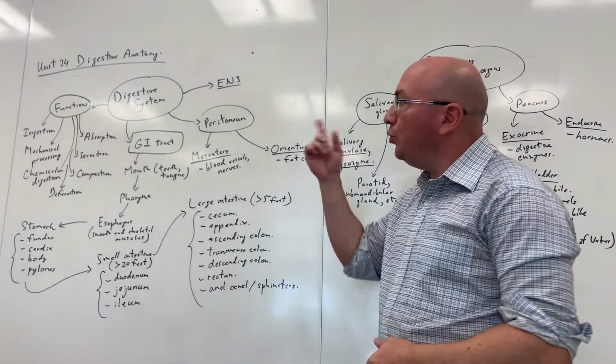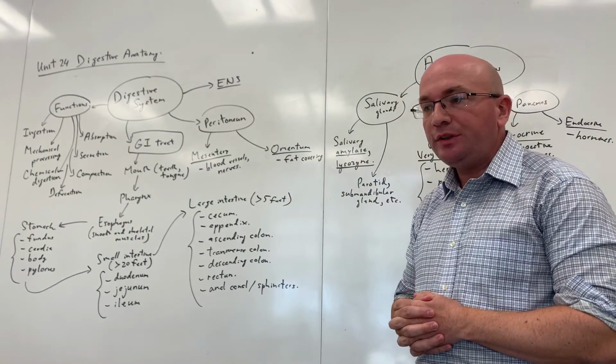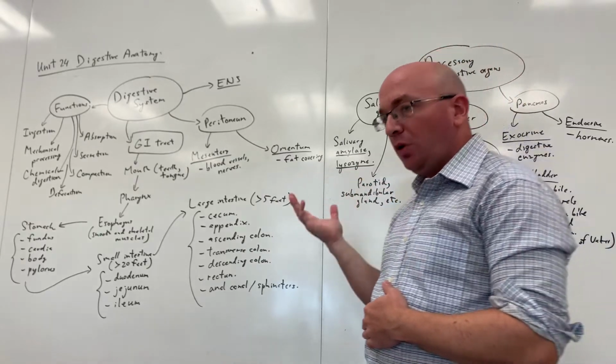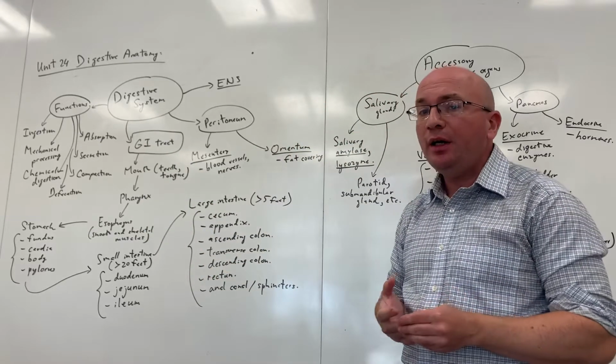Welcome to Unit 24 for the Digestive Anatomy for Anatomy and Physiology students in the lab. Now, in this chapter, we're going to be talking about the digestive system, also known as the gastrointestinal system or GI tract.